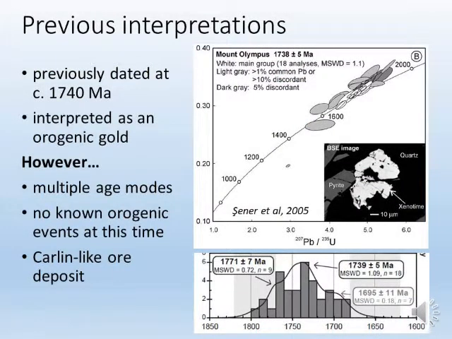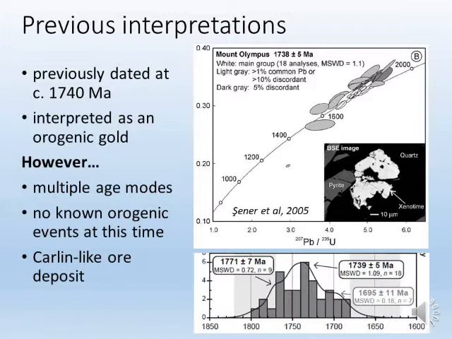It has been previously dated, but I wasn't quite sure if I agreed with the previous date. Previously it was dated at 1740 MA, which the researchers linked to an Australia-wide collision, linking the timing of this deposit with the Pine Creek orogeny and also the Tanami gold deposit. However, we now know, after further work's been completed in the area, that there are no orogenic events around this age in Northern Australia at all.